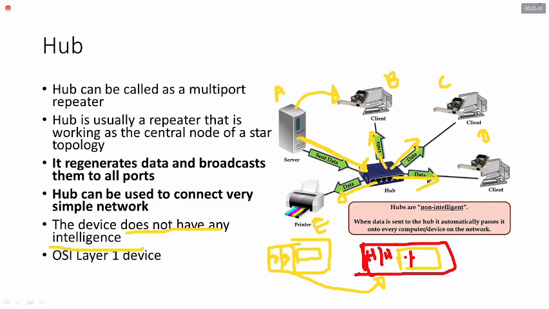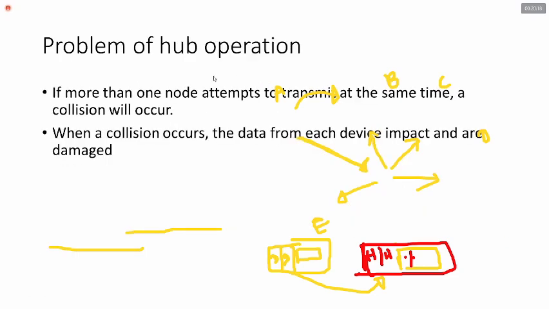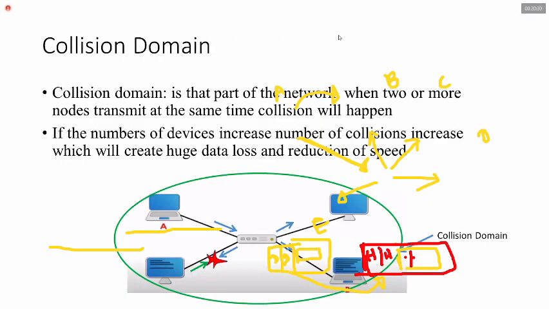Right, so now we are going to learn a new concept. The problem of the hub, as I already told you: if more than one node attempts to transmit data at the same time, a collision can occur. Now what will actually happen here is this.